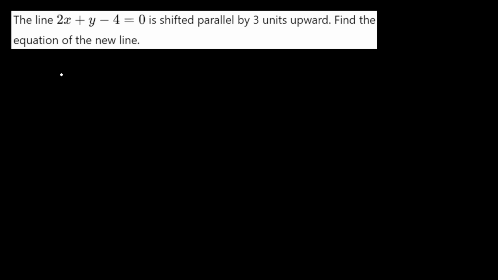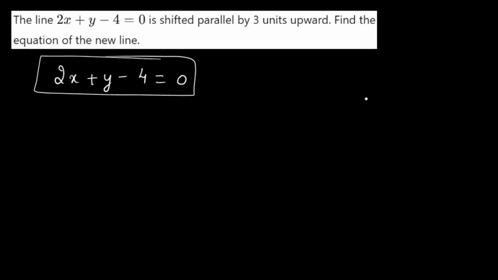It's given to us that the line 2x plus y minus 4 is shifted parallel by 3 units upward. Find the equation of the new line. So first of all, we have to understand the thing. I'll just make it clear what is happening here.